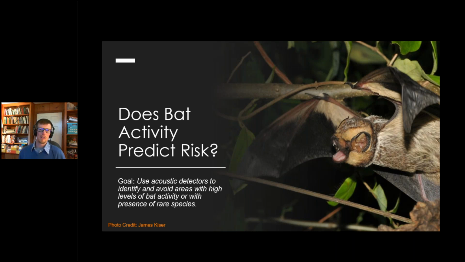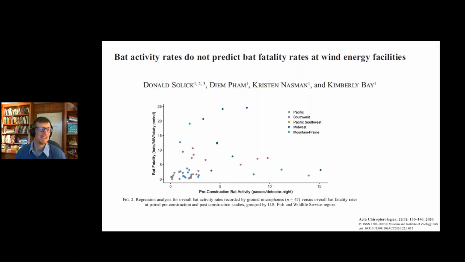So I'll be really quick about this one. The title of this paper really says it all. This was a recent paper by Don Solick, the title of which is Bat Activity Rates Do Not Predict Bat Fatality Rates at Wind Energy Facilities. So we can check that one off the list. But I think this deserves a little bit more of a deeper dive into what this question is really asking and whether it's the right question.